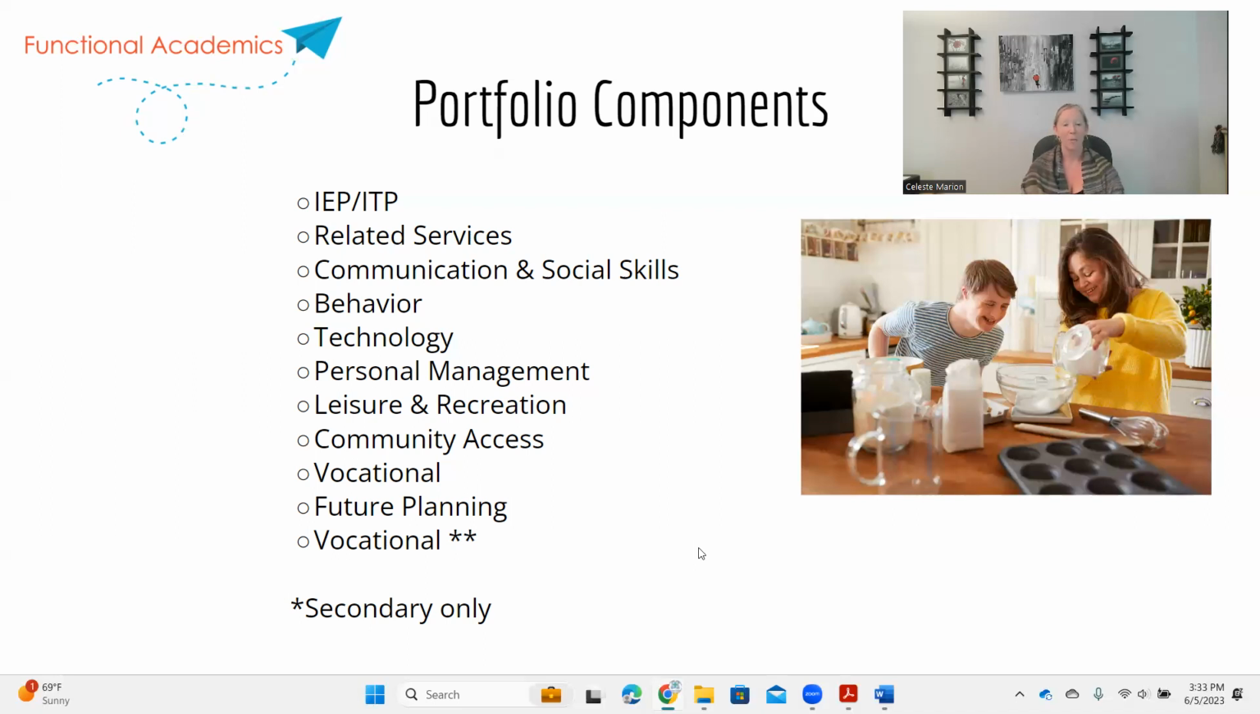Communication and social skills, behavior, technology, personal management, leisure and recreation, community access, vocational, future planning. And I put a couple of stars next to the vocational because you will only see that in the secondary. I say to teachers, wouldn't it be amazing if you walked into a classroom on your first day and somebody handed you a student portfolio of each one of your students with all of this information in it? Wouldn't that be so amazing to start the year out with? You have an idea of how your students communicate, what behaviors to expect on the first day, how they're managing technology, how well they can take care of themselves, and what their goals are for the future. That is our goal here, teachers.